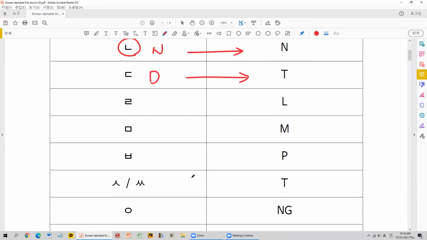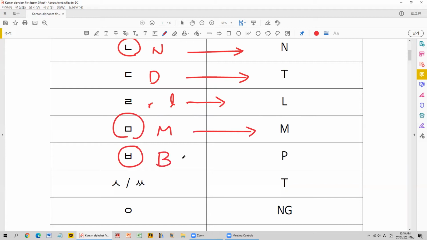And then the next one is an L or R sound, somewhere between an L and R sound. But when it is used as a final consonant, it changes to an L sound. This is usually an M sound, it doesn't change. This is usually a B sound, it changes to a P sound. So for example, if I write like this, the consonant is B, the vowel is the vowel sound, and the final consonant is P. So it's pop.